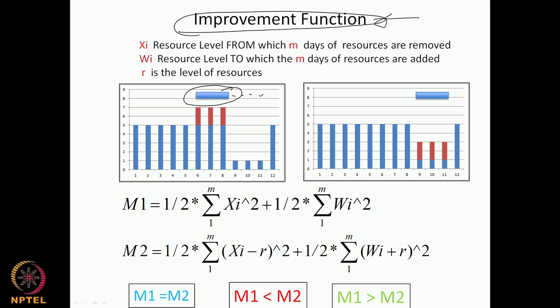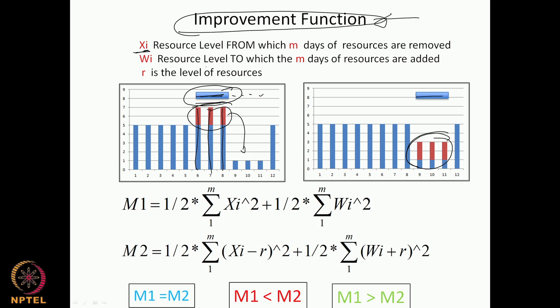So you have here a histogram, and you can see that as we move this across to this side, resources are taken from a certain set of days and moved to another set of days. These resources actually moved here, and that's what's showing up here. Now when we are defining this, there are a few variables. xi is the resource level from which resources were moved. So this level is xi, and m days of resources are moved. Here in this case m is 3, so 3 days of resources were moved.